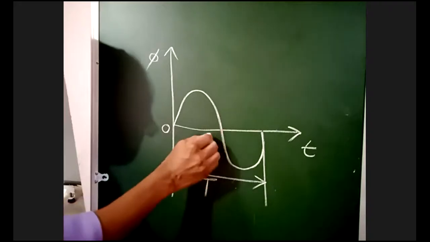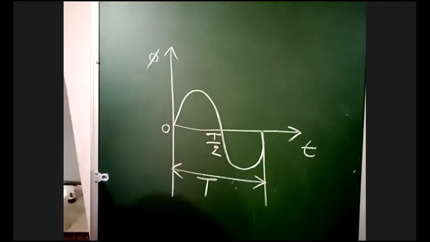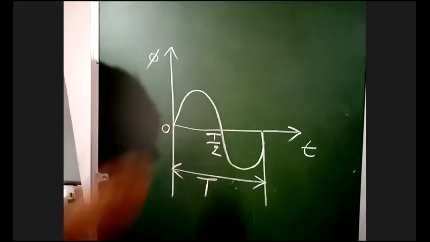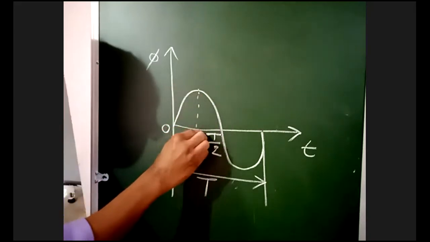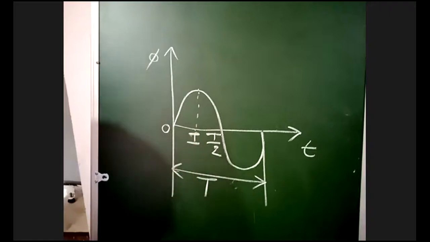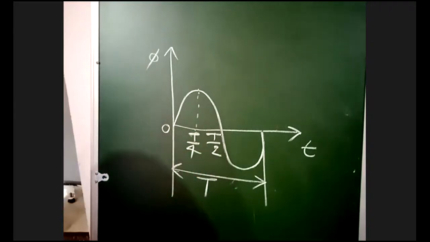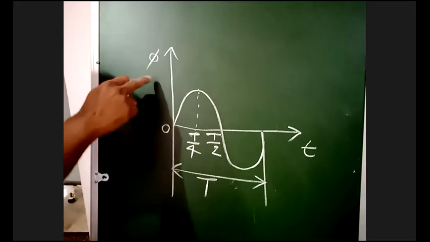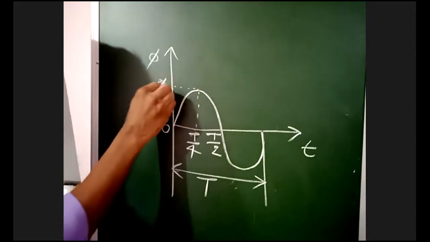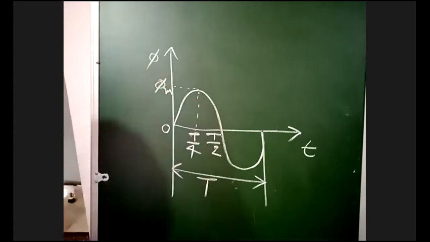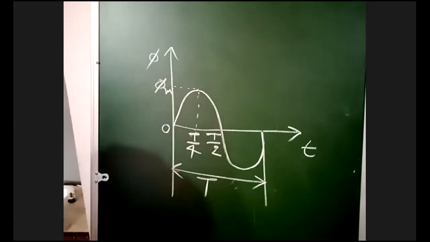Next, what is the half cycle time period? It is T/2. At 90 degrees, what is the time period? It is T/4. And on the y-axis, I am taking flux. This is the maximum flux, phi m. Phi m is the maximum flux at 90 degrees because sin 90 is 1.